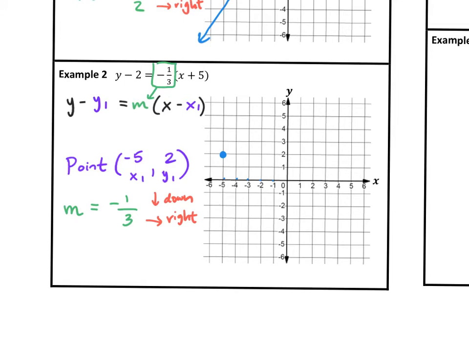Okay. What's my second step? What am I going to graph? Secondly, I'm going to use the slope, right? So the slope tells me to go down 1 and to the right 1, 2, 3.